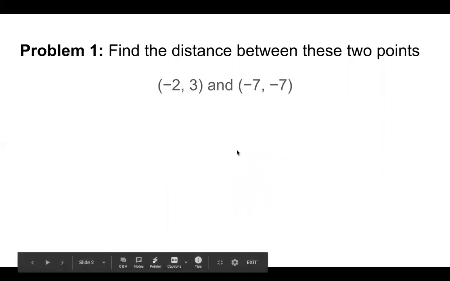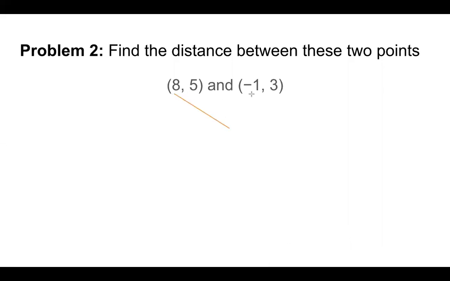So problem number 2, we have (8, 5) and (-1, 3). So again, step 1, we are going to connect the first two numbers. 1 is positive, 1 is negative. And whenever we see that they're different, we're going to add them up. 8 plus 1 is 9. Let's go ahead and connect the next two, 5 and 3.